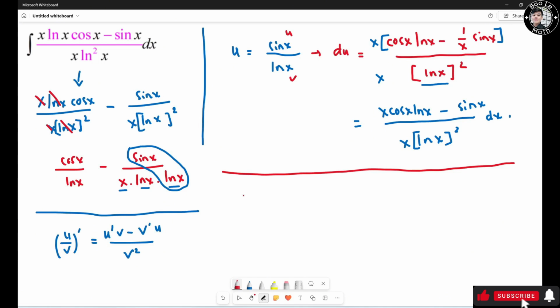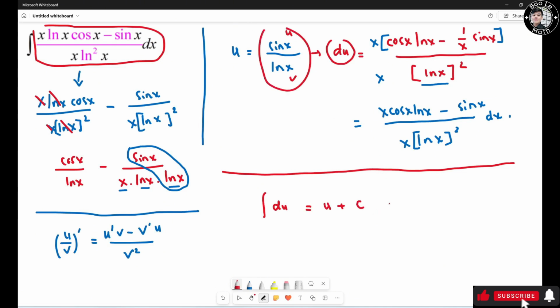We're gonna go back to the original integral right here. So this guy right here is actually du, right? So I just replace this one with du, so it can be the antiderivative of du, right? So it can be u plus c, but u equals this guy right here, right? So it's gonna be sine s over natural log of s plus c. This one is the final answer.